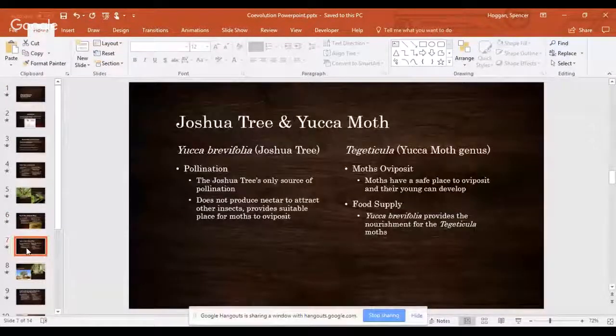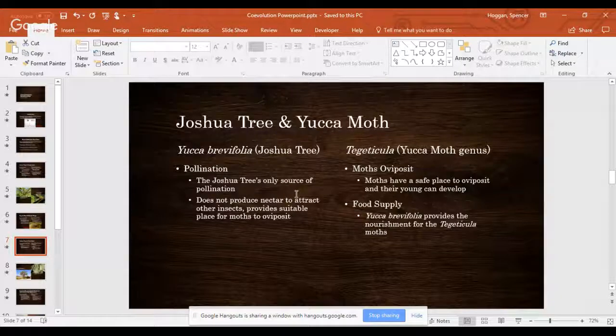The next example is another insect. It's a yucca moth, and it has co-evolved with the Joshua tree. So unlike the figs, the Joshua tree doesn't produce a nectar or a fruit or something to attract other pollinators. The only thing it offers is a suitable place for the moths to oviposit, so lay their eggs. And the moths are the only pollinators for the Joshua trees, and they're moths of the genus Tegeticula.